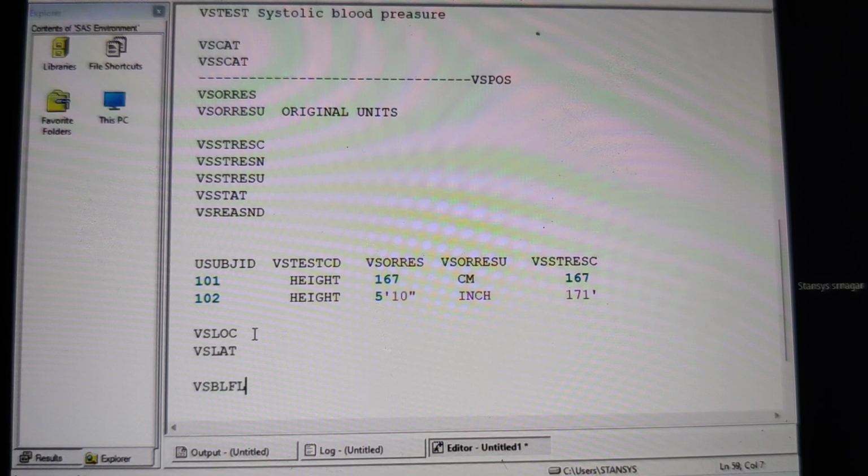Tell me what is the definition for baseline flag? The last non-missing value on or before treatment getting started. If you answer this question, you get one mark in the interview. The most recent non-missing value on or before treatment getting started. Which observation do we have? BLFL is equal to what are we going to have?